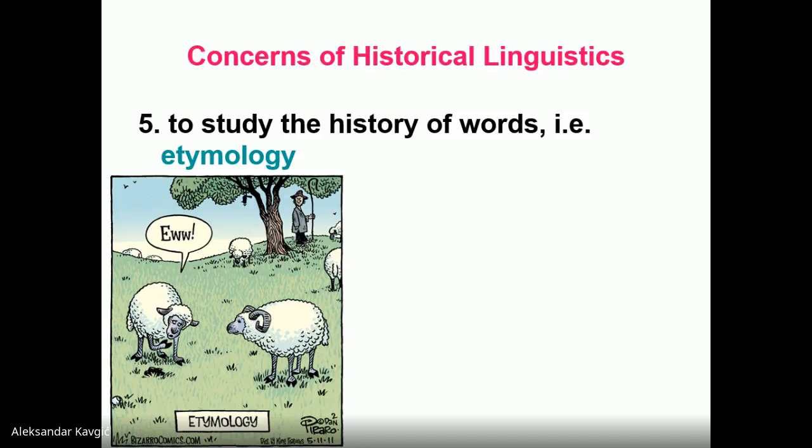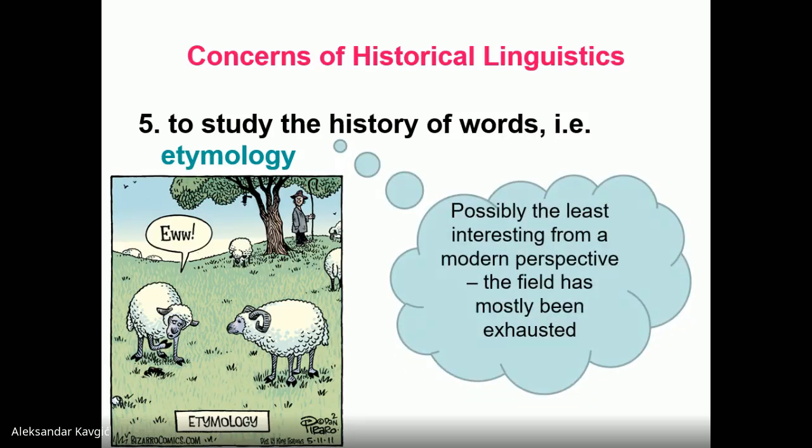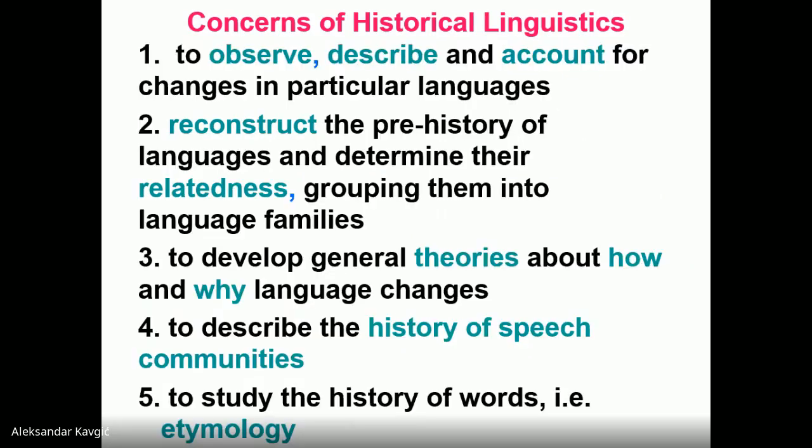It's the least interesting from a modern perspective, because we know virtually everything there is to know about the etymology of every single word in every single relevant language. So I just mentioned it. You can also mention this in the question of concerns of historical linguistics, but fundamentally there are four main ones and etymology. To sum up: to observe, describe, and account for changes in particular languages, reconstruct the history, determine the relatedness, and group languages into families.